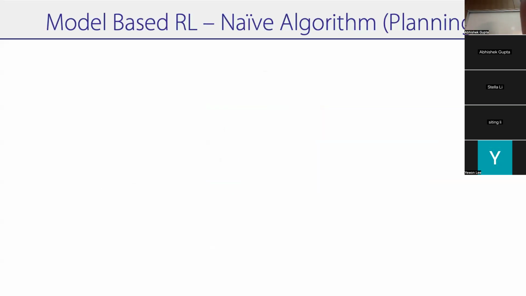Okay, so now we've taken our data, we've trained our model, and we have P theta hat. What do we do with it? What's the simplest thing we do?